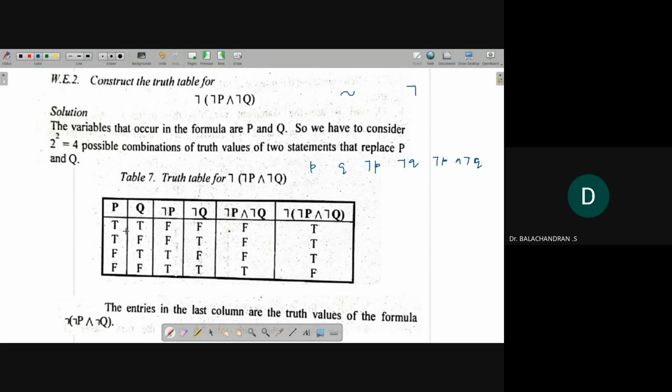Okay, I told you what P and Q are. Similarly, negation of P: T is false, T here false, false is true, false is true. Similarly, for Q, negation Q, you need to write. Okay, we have the first 4 columns. So next, negation P and negation Q. Here we have and. So false, false is false; false, true is again false; true, false is false; true, true is true. So now I need negation of this column, this quantity. So true, true, true, false.